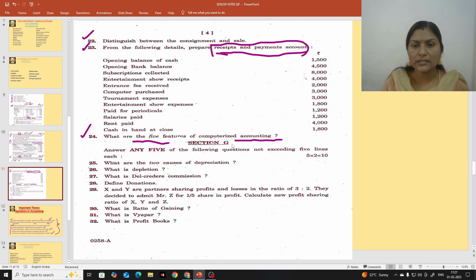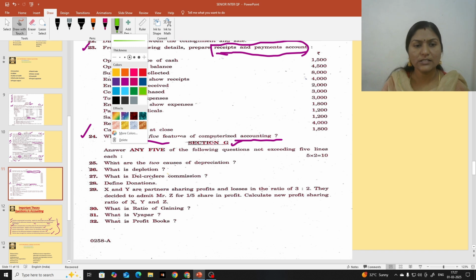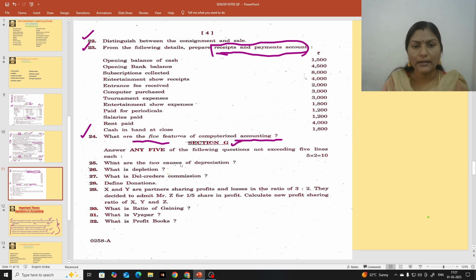Now let us discuss section G. Section G is related to 2 marks bit, students. Here question number starts from 25th to 32. Last question is question number 32. So from 25 to 32 all are 2 marks questions from accounting, and they will give you total 8 questions, and you are going to attempt any 5 questions, students.